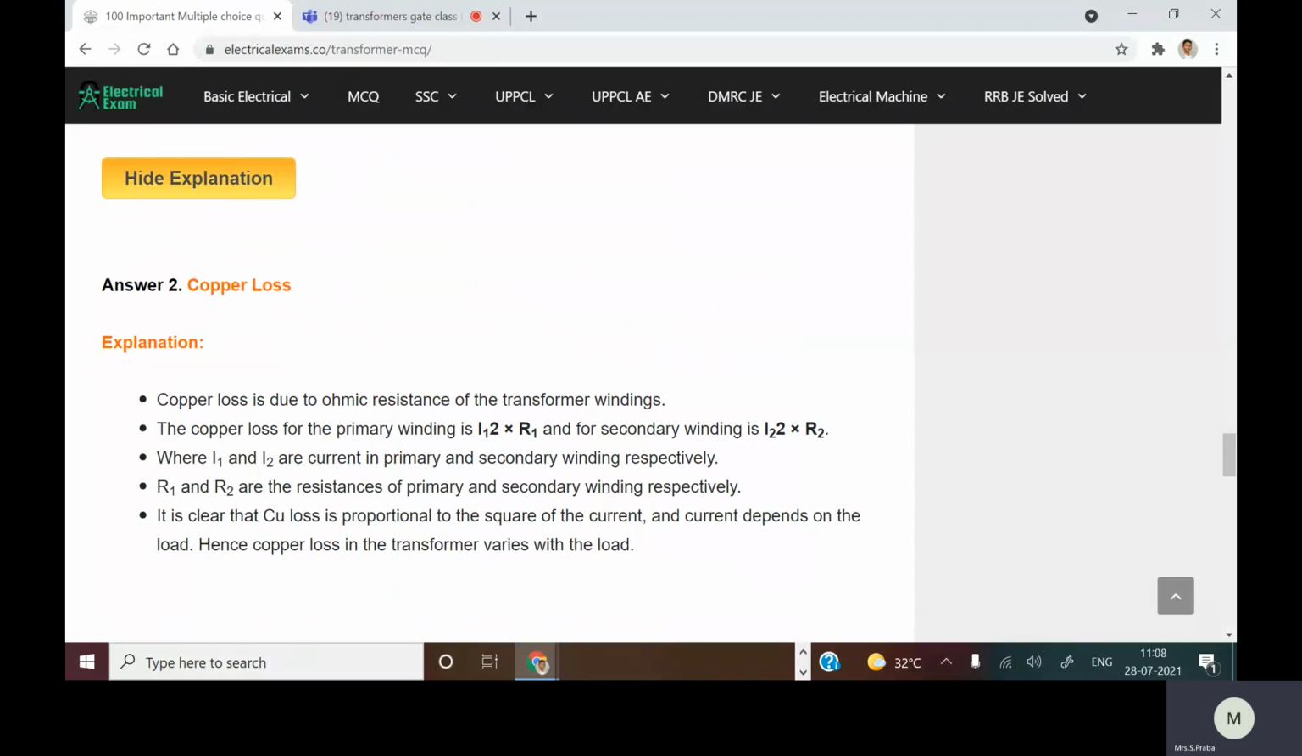It is clear that copper loss is proportional to the square of the current, and the current depends upon the load, so the copper loss in the transformer varies with the load. It is not commonly I square R. It is I1 square into R1 for the primary winding, I2 square into R2 for the secondary winding. So it is understood from the equation that the resistance value is changed. So what loss is this? Copper loss. So copper loss only varies with changes in the load. Take a look for a while. We can move on to the next question.